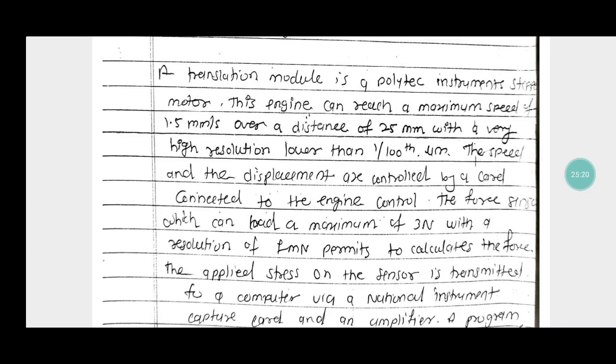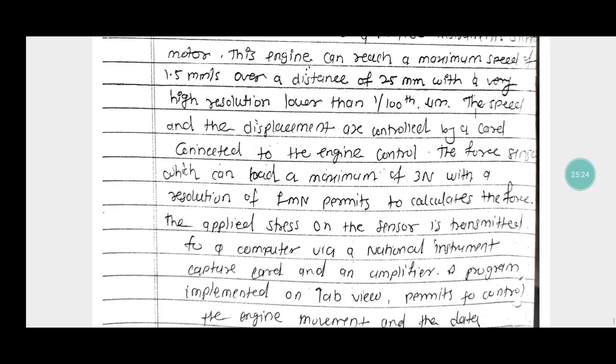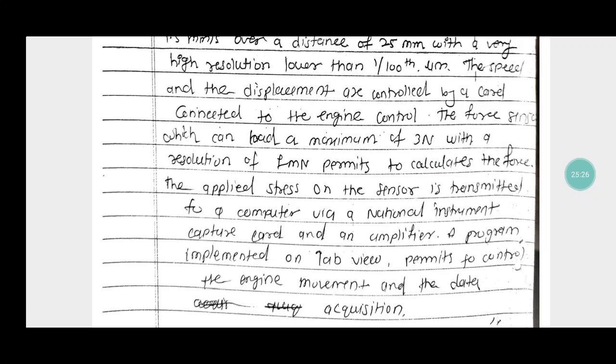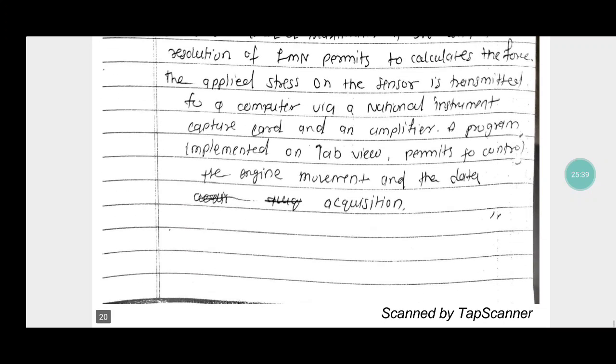The translation module is a linear instrument driven by a stepping motor, and the stress is applied to the sensor, which is transmitted to the computer via a National Instruments capture card, where the driver and the amplifier program is implemented on LabVIEW, which permits control of the engine movement and the data acquisition.